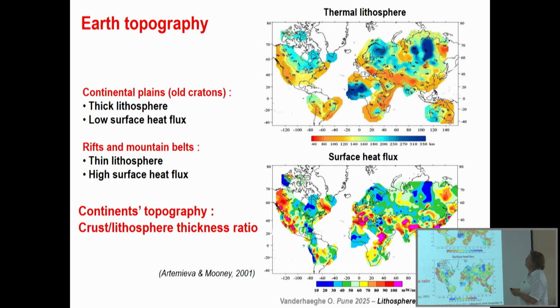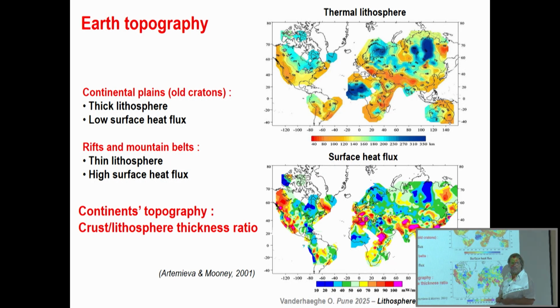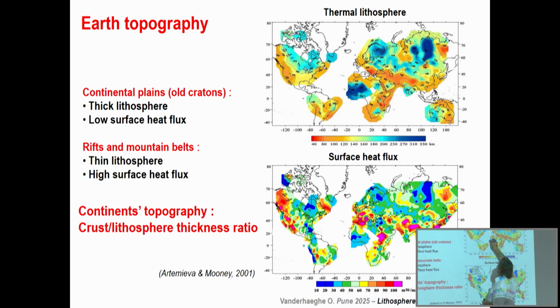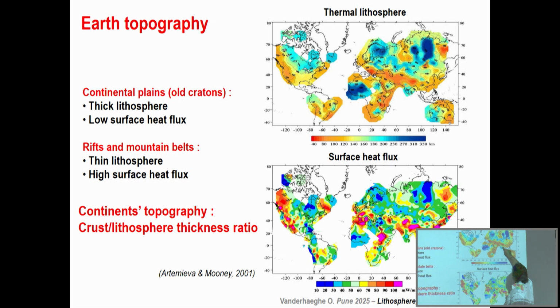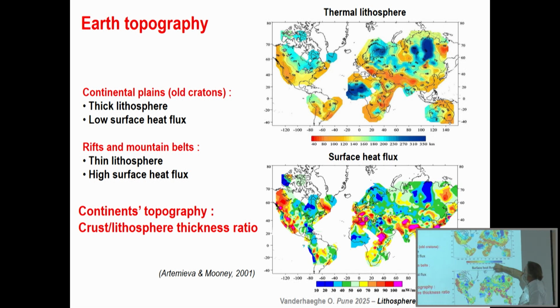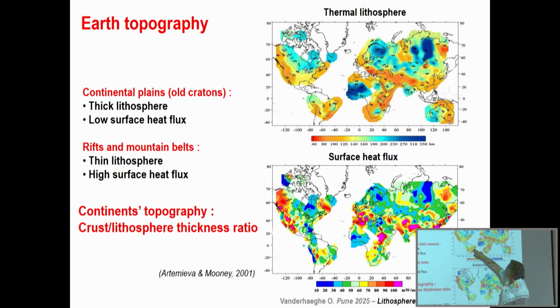What does this picture show? Well, first we see all the blue spots, a thick lithosphere, corresponds to old cratons. The Superior Province, the West Africa craton, the Scandinavian, Siberia, somehow India, West Australia, South Africa, the Brazil. We see all the cratons.